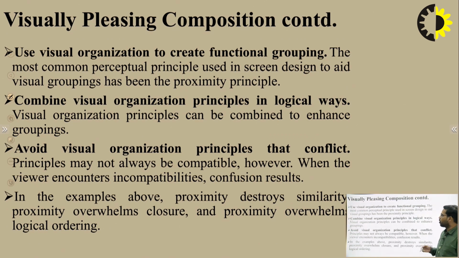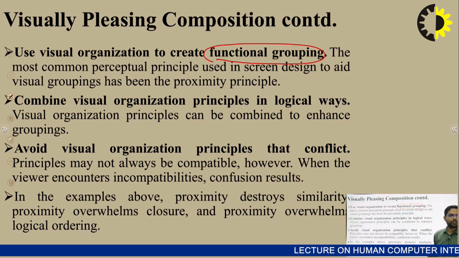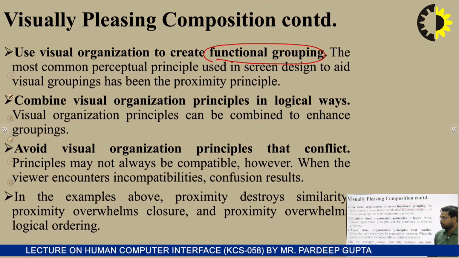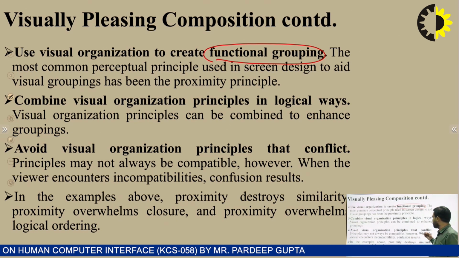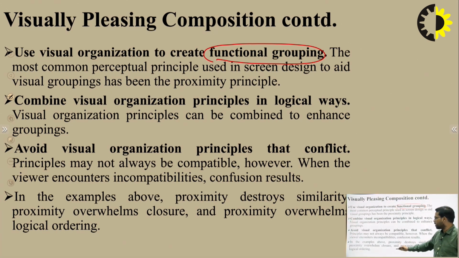Use visual organization to create functional grouping. The most common perceptual principle used in screen design to add visual grouping has been the proximity principle. Combine visual organization principles in a logical way. Visual principles can be combined to enhance grouping. Avoid visual organization principles that conflict. Principles may not always be compatible. However, when the viewer encounters incompatibilities, confusion results. In the example above, proximity destroys similarity, proximity overwhelms closure, and proximity overwhelms logical ordering.